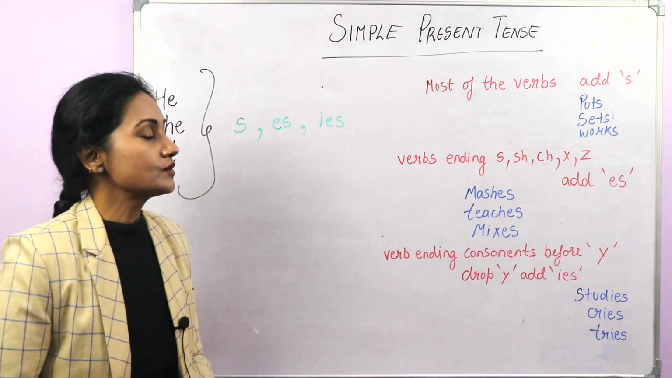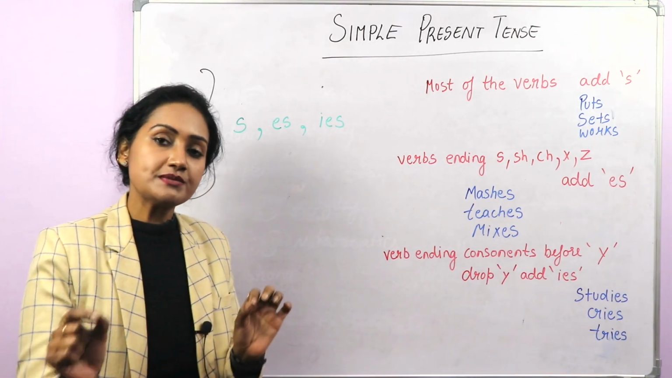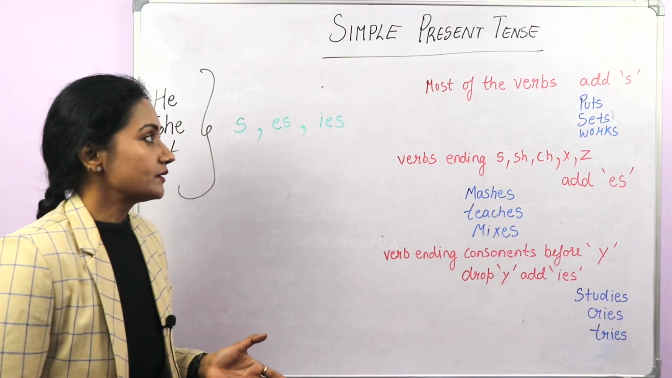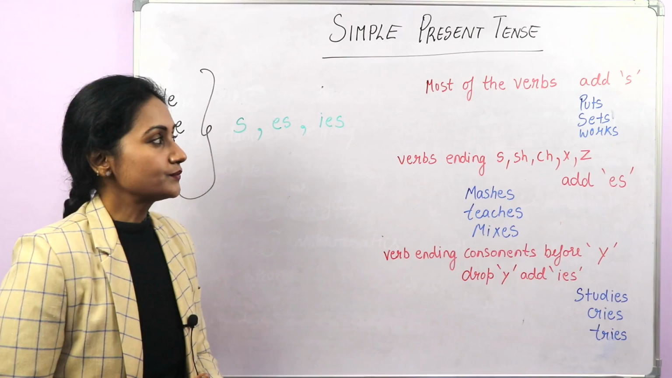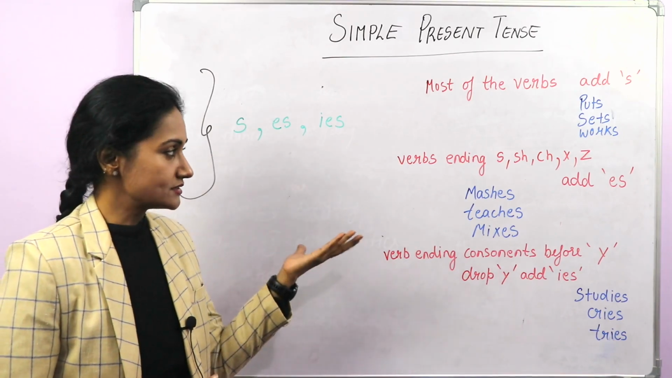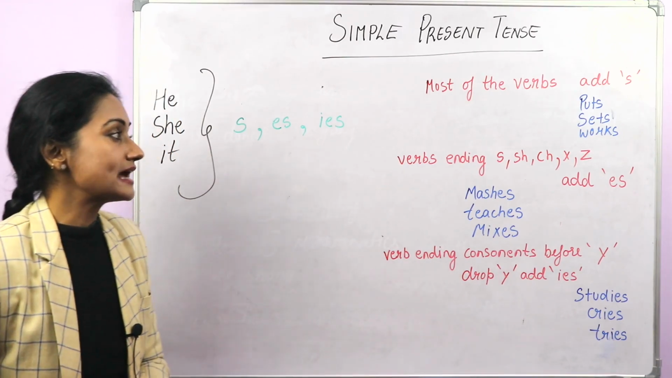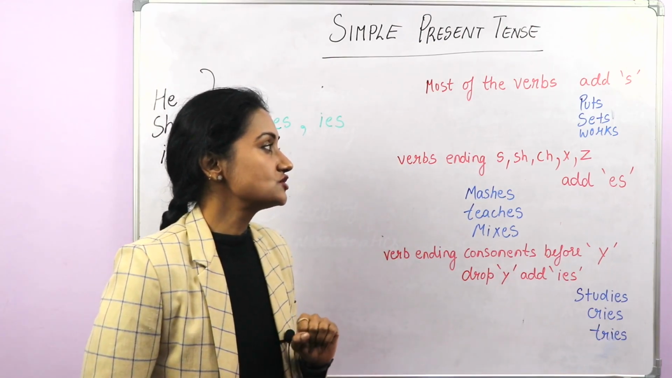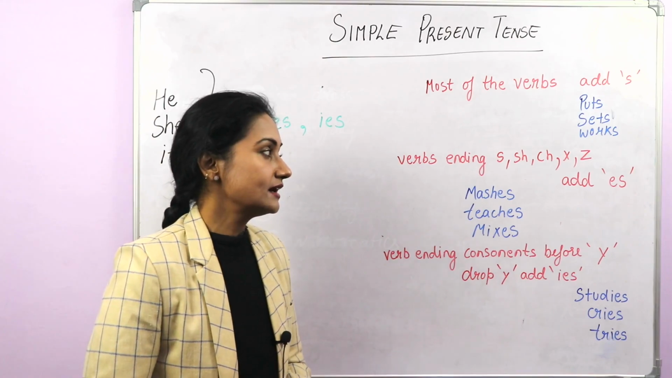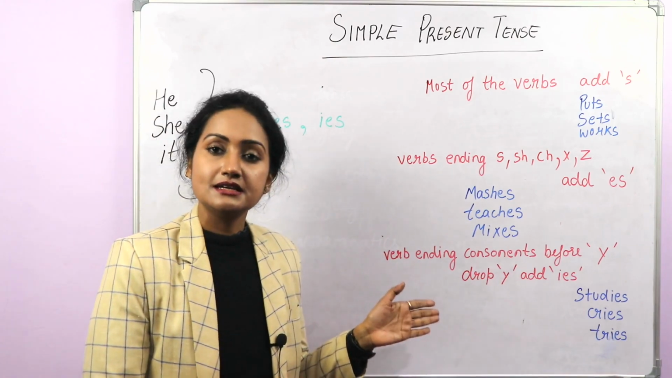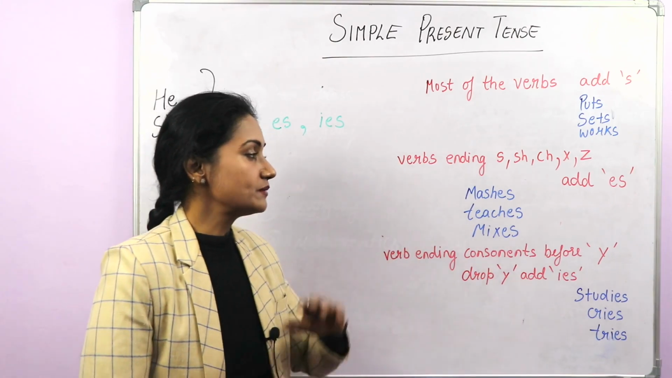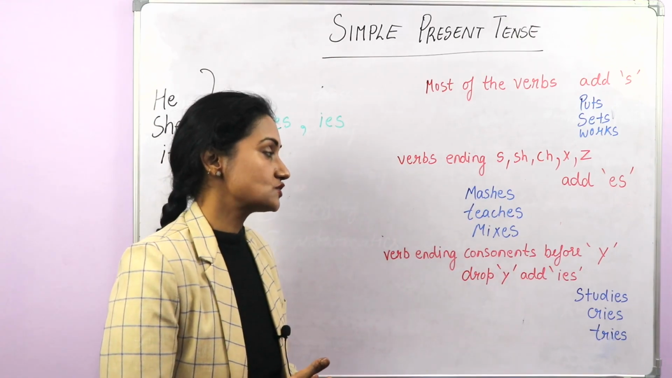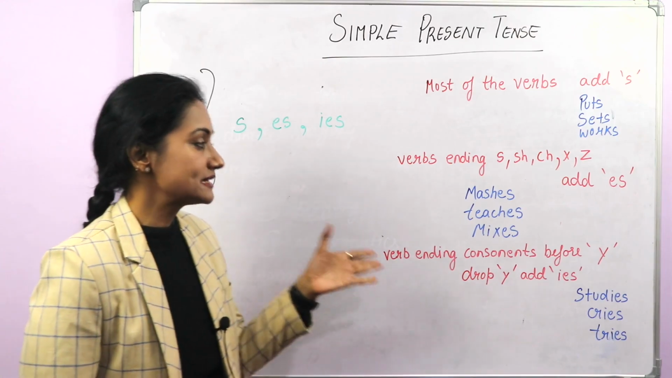So most of the verbs add s. Okay, simply you have to put an extra s with most of the verbs, like put, puts, sets, works. Okay, now next is verbs ending in s, sh, ch, x, z. What you have to do is add es. Okay, for example, mash, it is ending with sh, so an extra es, then teaches, mixes.